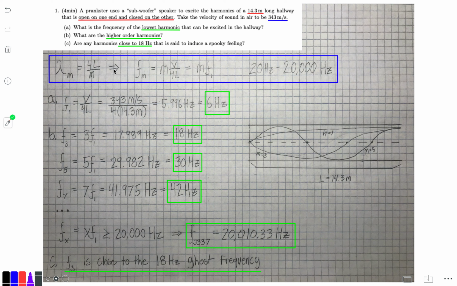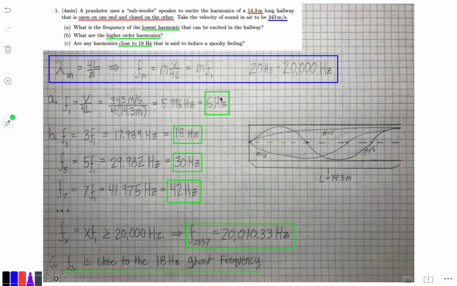But one thing that's important to note about this equation is that when you have a really long length, you have a really long wavelength. And when you have a really long wavelength, you end up having a really small frequency. So that's something that we'll see throughout this problem.